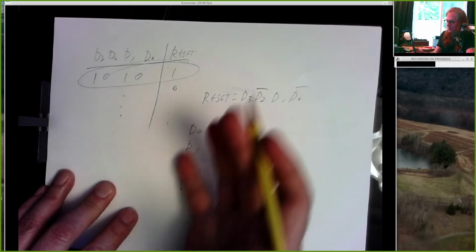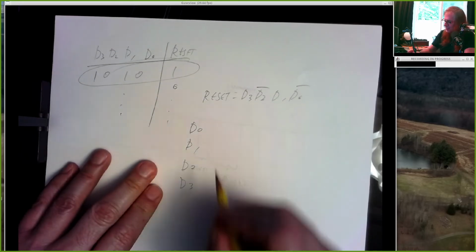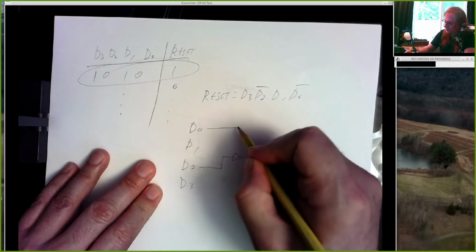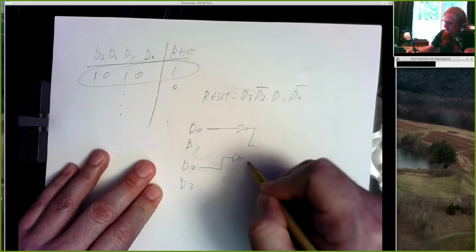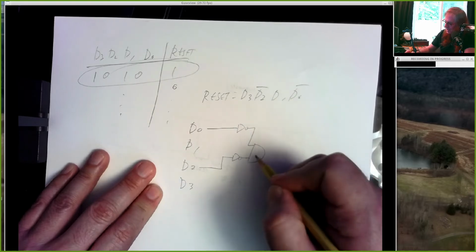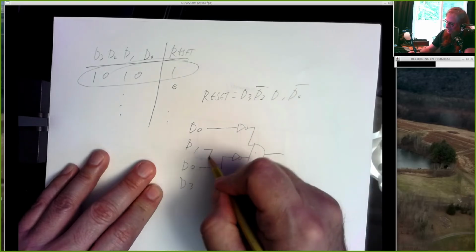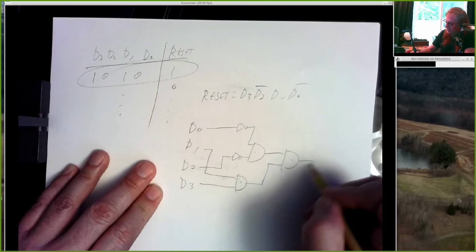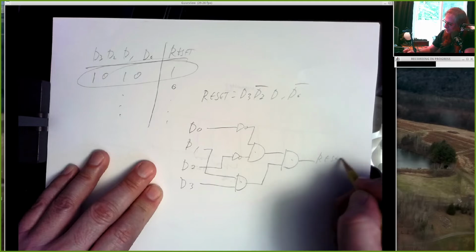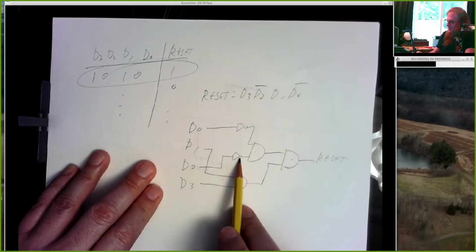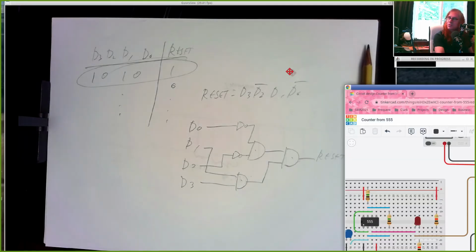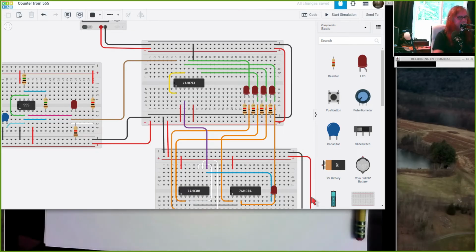So if I have my circuit generating the output of my counter like this, I'm going to take D0 and D2, run those through a pair of inverters, and AND those together. And I'm going to take D1 and D3 and AND those together, and then AND those. That's my reset circuit. So these are 7404s. These all come from a 7408, which is what this setup is doing down here.